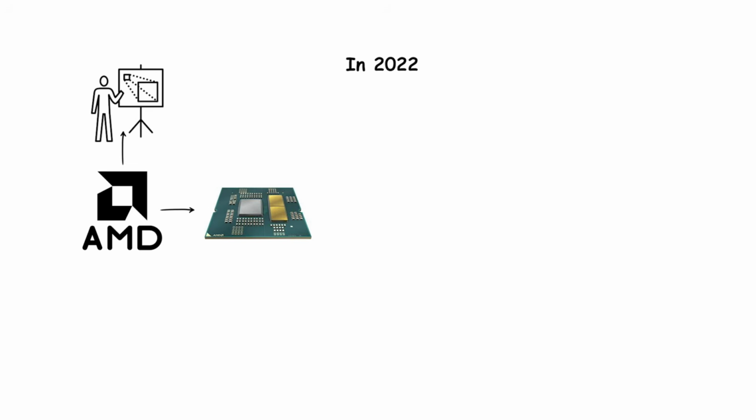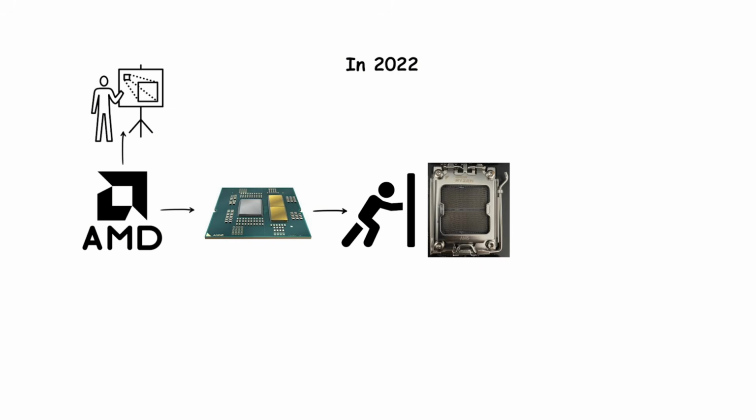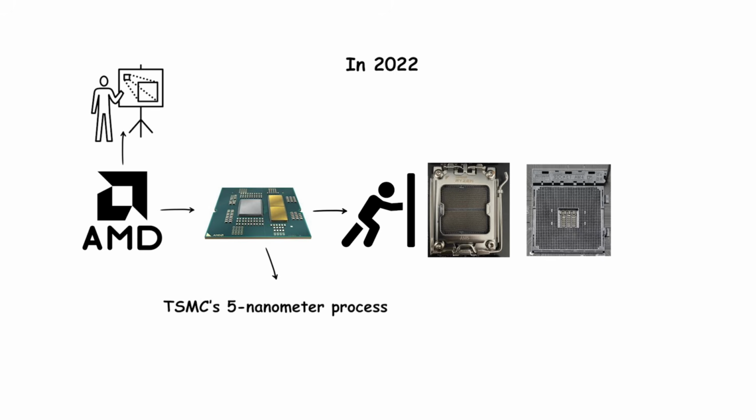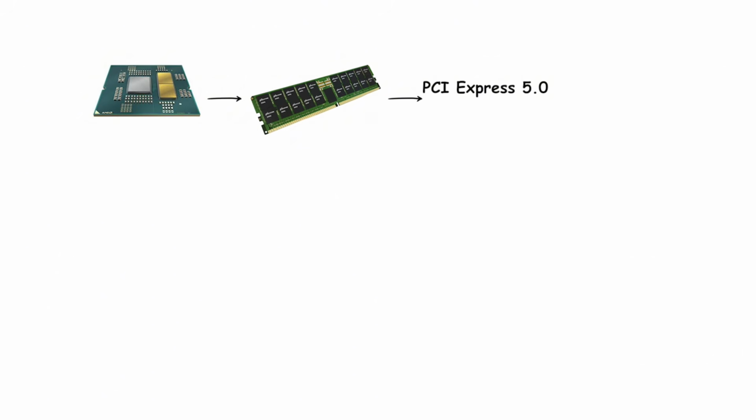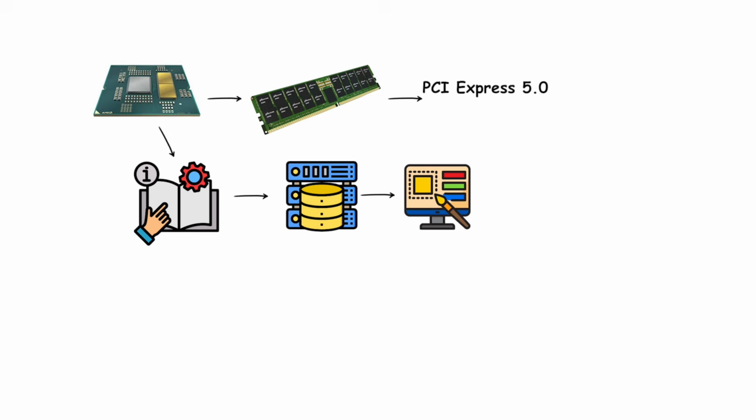Zen 4. In 2022, AMD released the Zen 4 architecture, moving to the new AM5 socket after years of supporting AM4. Zen 4 processors were manufactured on TSMC's 5nm process, allowing higher clock speeds and better energy efficiency. They introduced support for DDR5 memory and PCI Express 5.0, giving access to the latest high-speed storage and graphics technologies.